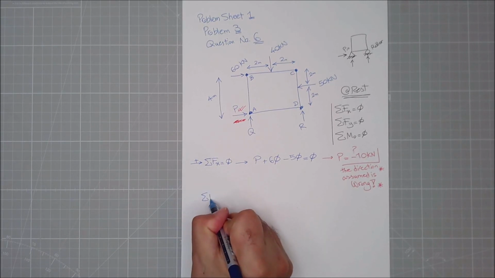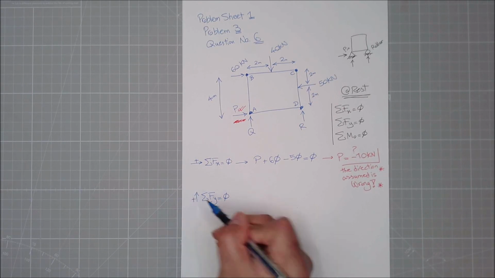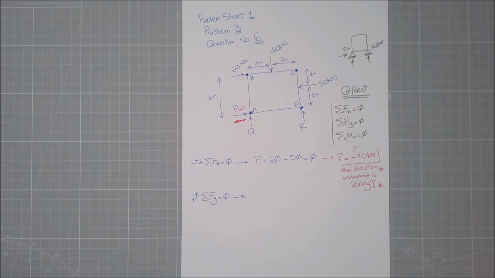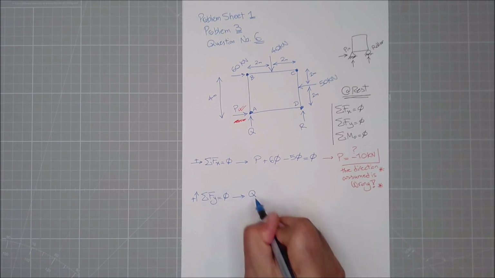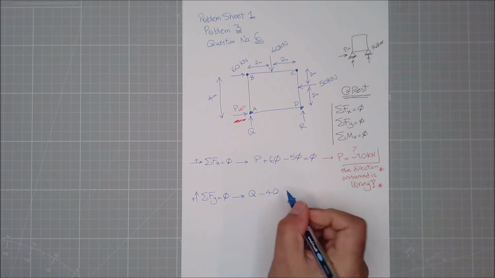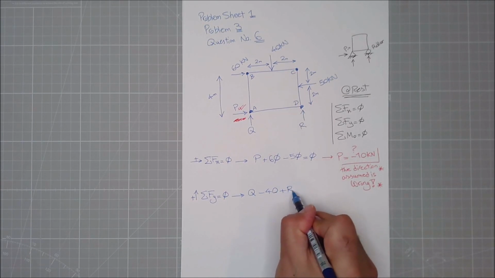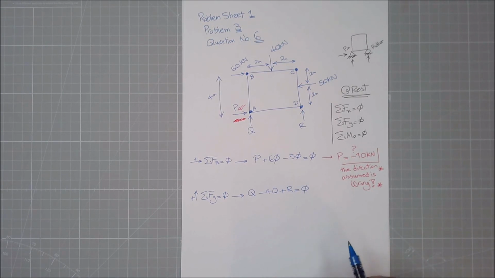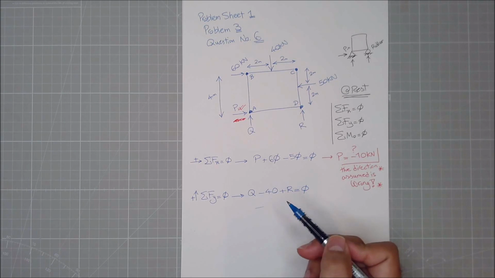Now, let's say summation of all forces in y direction equals to 0, and going from bottom to top is positive. Now, Q is going from bottom to top, so it's positive. This guy is coming down, so it's negative 40. And this guy is going up, so it's positive, equals to 0. One equation, two unknowns, so I need another equation as well.